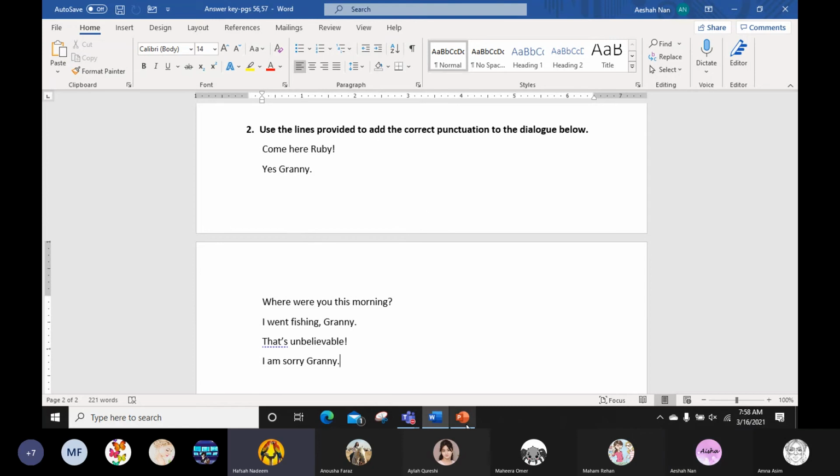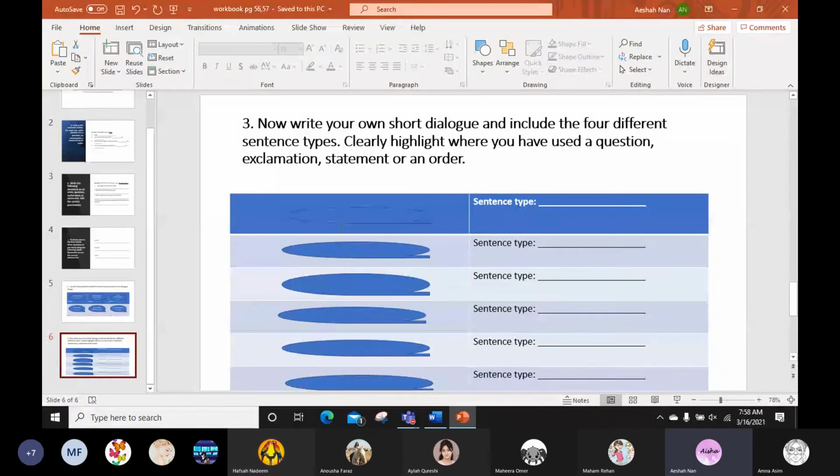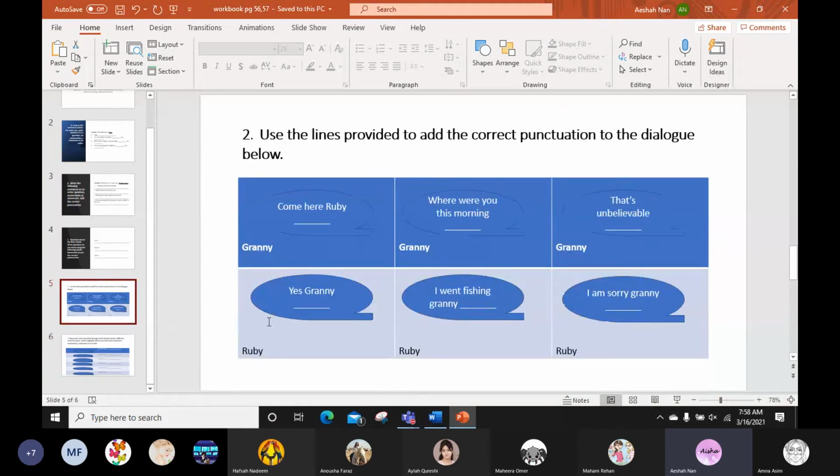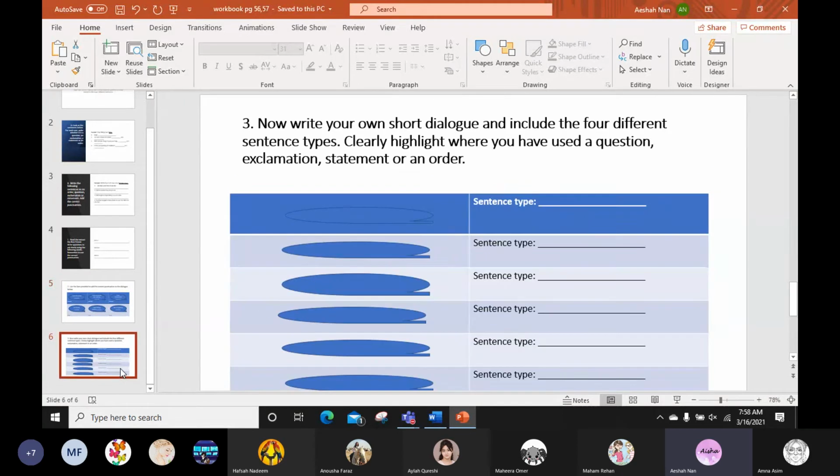All right. Okay, now please have a look at exercise question 3. Write your own short dialogue and include the 4 different sentence types. Clearly highlight where you have used a question, exclamation, statement, or an order. Now you have to make your own dialogues, like the dialogue between Granny and Ruby. You can make any two people, a conversation between two.